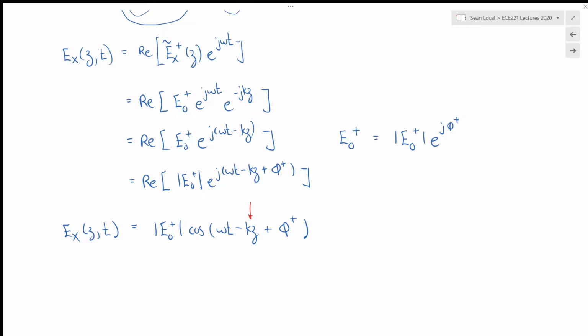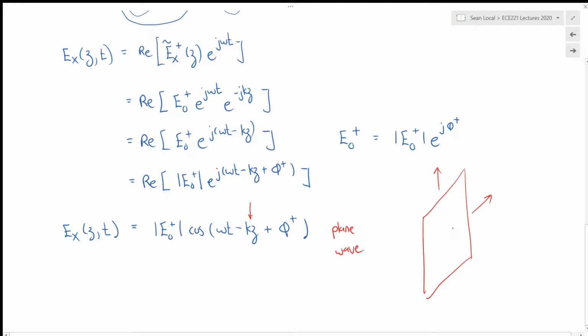So we have a name for this solution. This is called a plane wave, because it is uniform in a plane. So if I draw a plane here, let's draw some axes here. So let's say that this is the z direction. So in order for this to be a right-handed coordinate system, this would have to be x and y.